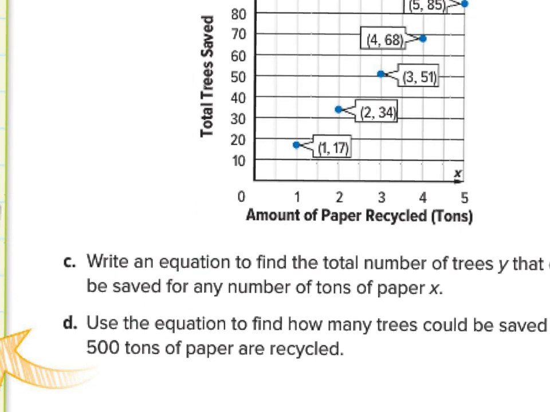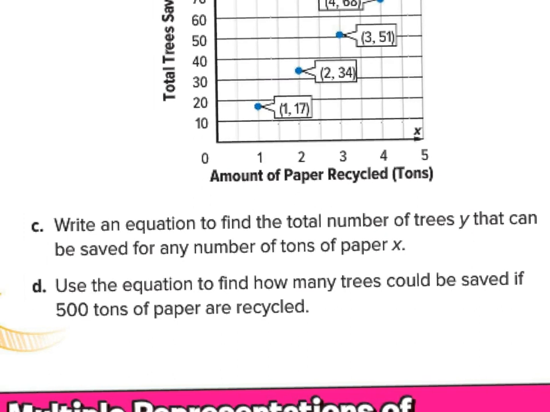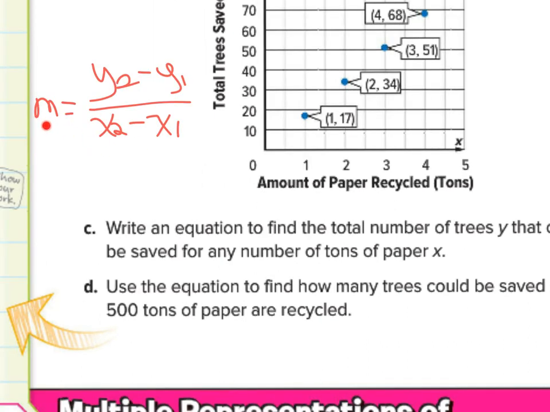Now let's see. Write an equation to find the total number of trees, y, that can be saved for any number of tons of paper. So again, we can take just 2 sets of coordinates, right, and find the difference between the 2 coordinates to identify the slope. We could use our equation m equals y2 minus y1 over x2 minus x1 and use any sets of coordinates. I could use these ones or these ones and so on. I'll use the first two.